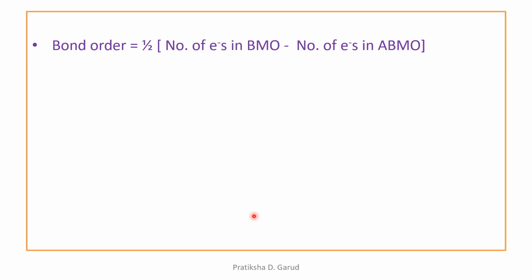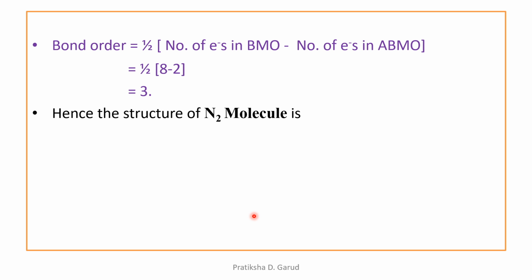Next factor, that is the bond order, which is equal to 1/2 into number of electrons in BMO minus number of electrons in ABMO. So which is equal to 1/2 into 8 minus 2 and which is equal to 3. So it indicates that there are 3 bonds between the 2 nitrogen atoms. That means we can say that there is a triple bond between the 2 nitrogen atoms. So the structure of the N2 molecule is, we are having a triple bond between the 2 nitrogen atoms, and the triple bond indicates the presence of one sigma bond and the 2 pi bonds. So this is the structure of the N2 molecule.